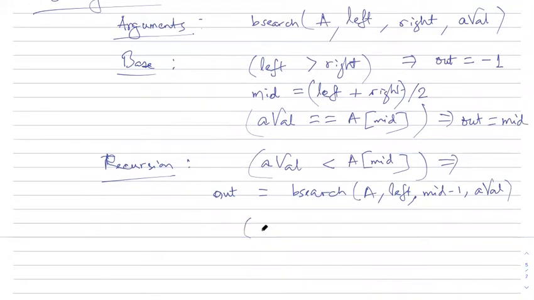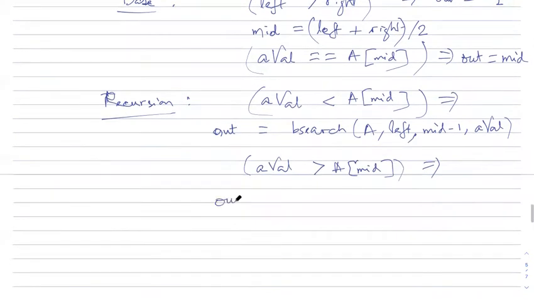And the other condition for recursion is a val is greater than a mid, in which case my out is going to be equal to what? B search of a, then what is the range we are putting here on the right hand side?